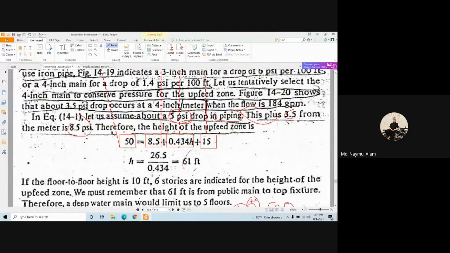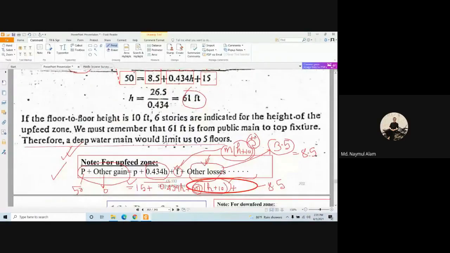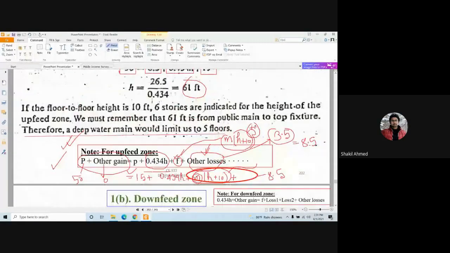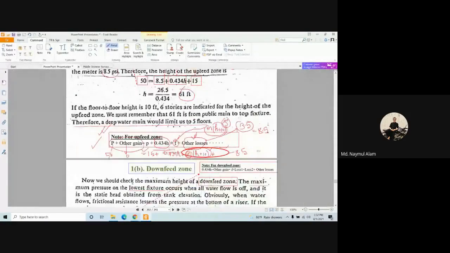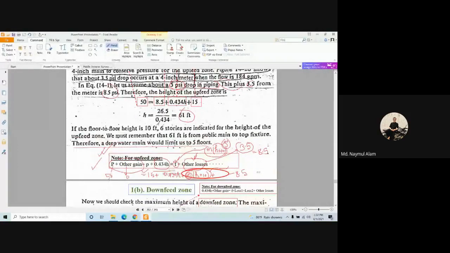So each equals 61 feet. And from there, they get this. Yeah, go ahead. Should we always assume the value of m into h plus x? Which assumption are you talking about? Yes, sir. Okay, I'll come to that point.